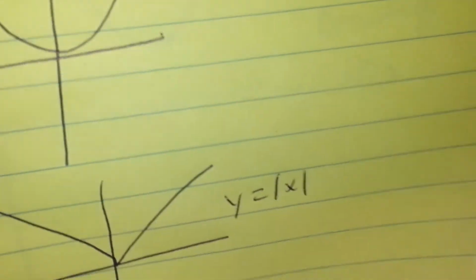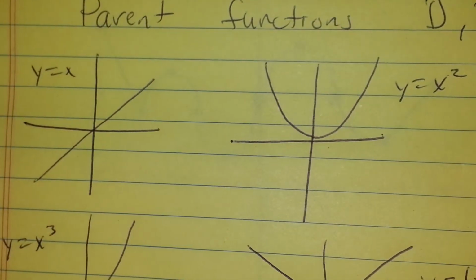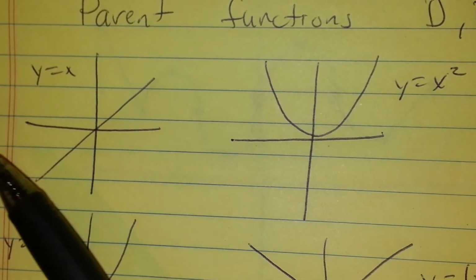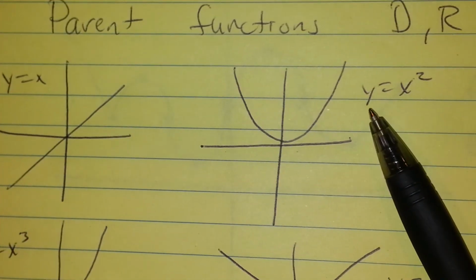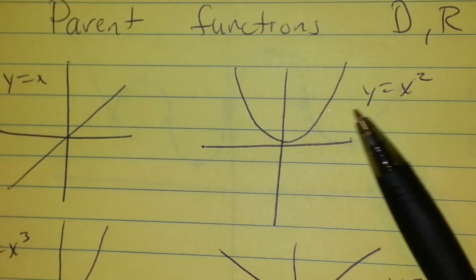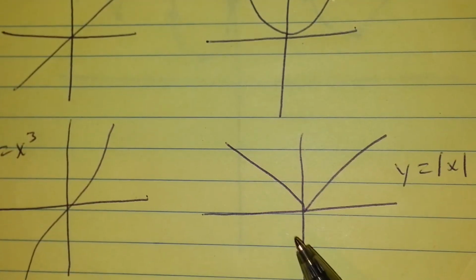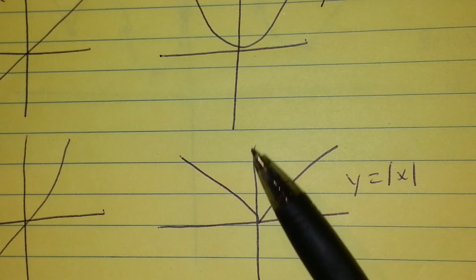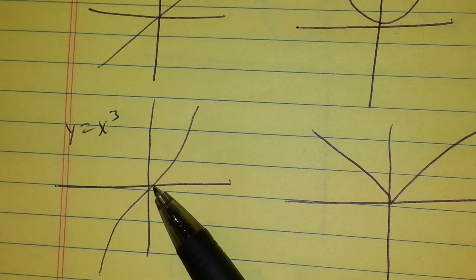Okay, parent functions. Remember your parent functions, you need domain and range. Y equals x: domain, all real numbers, and range, all real numbers. Y equals x squared: domain, all real numbers, range is 0 or greater. Absolute value: domain, all real numbers, range, 0 or greater. Y equals x cubed: my domain and range are both all real numbers.